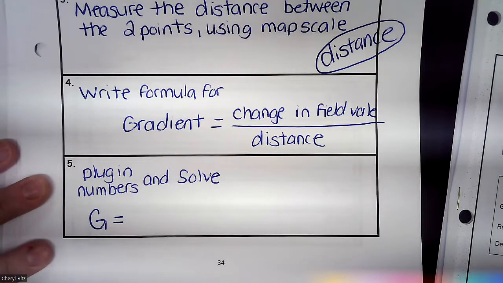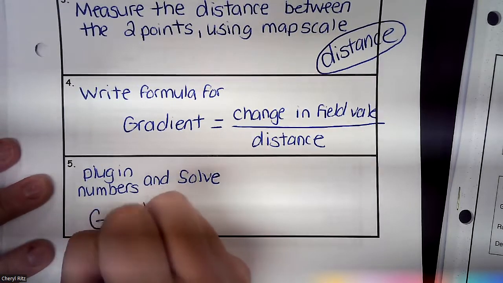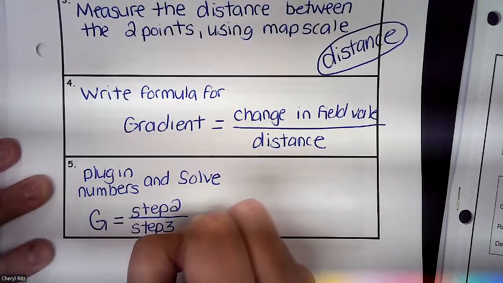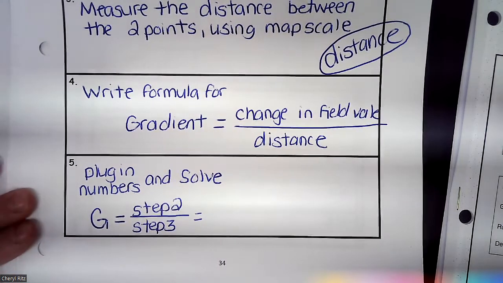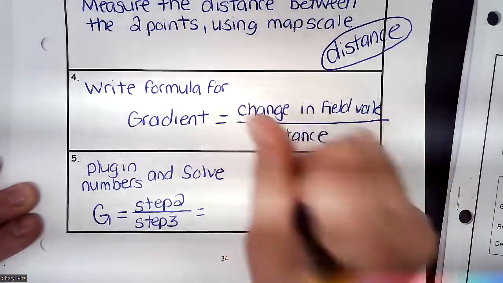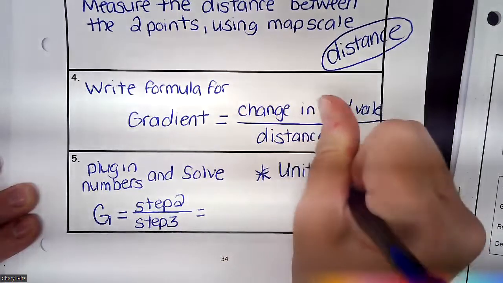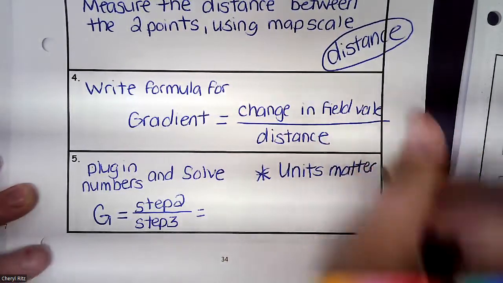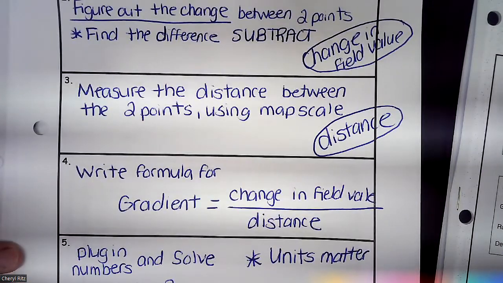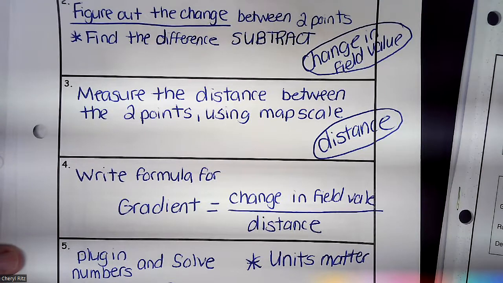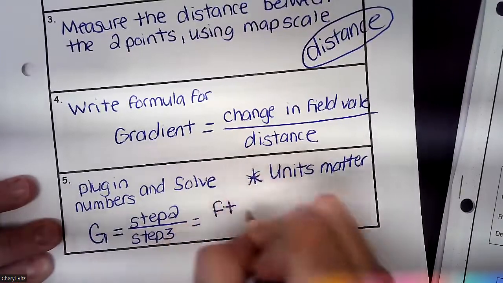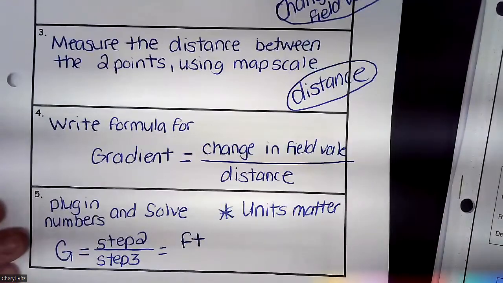Change in field value, if you noticed, is really our step 2. Divided by distance was our step 3. And that will give you the gradient. And guys, here I'm going to give you a hint. Units matter. What are the units for step 2? If we were doing the difference between the 2 points, the change in field value, in this case, they're feet. So on our map, they're going to be feet.